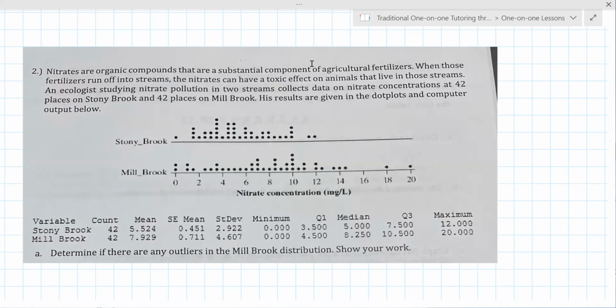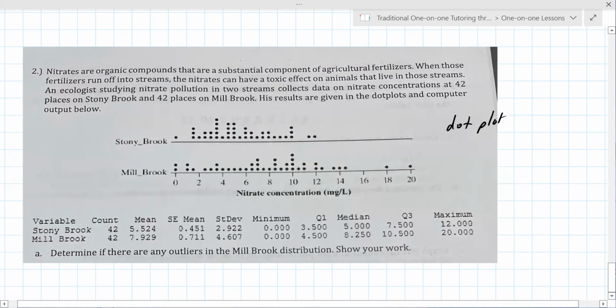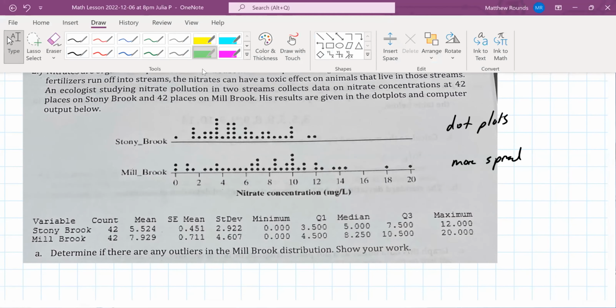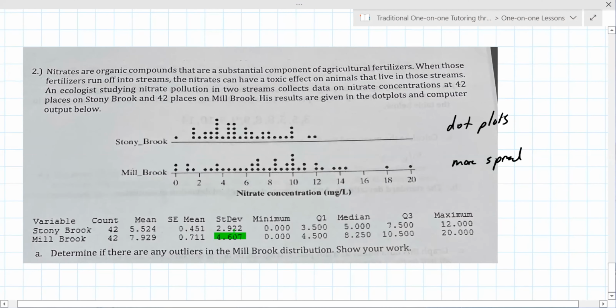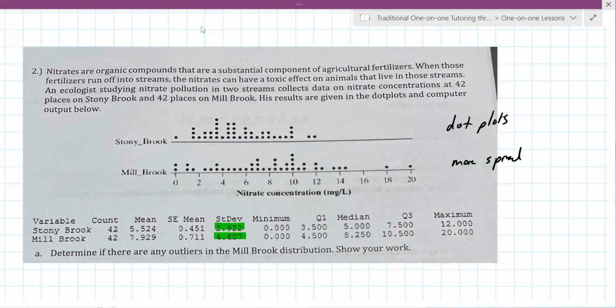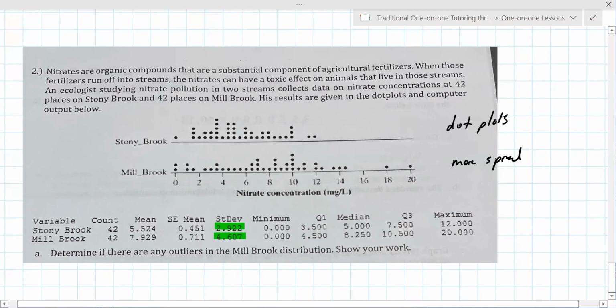All right, so they're giving you 2 dot plots. These are both dot plots here. And one of them, I think you can see, has more spread. The Millbrook has more spread. That's confirmed by the standard deviation. The standard deviation of Millbrook is a little bit higher than Stony Brook. All right. So that's one thing to notice.